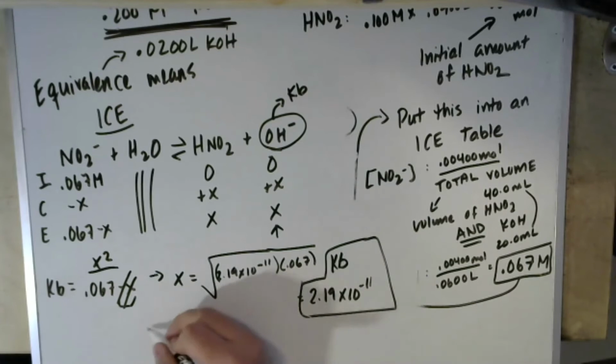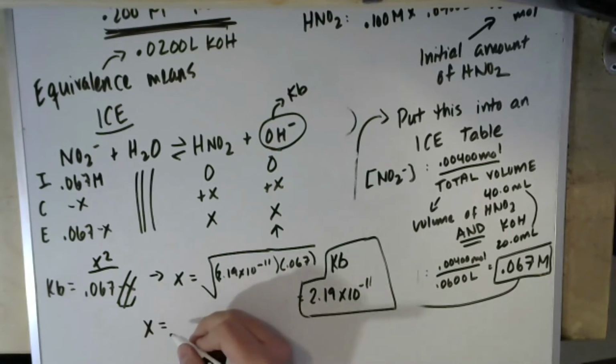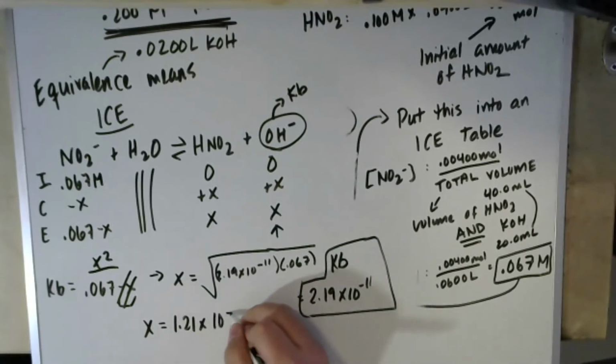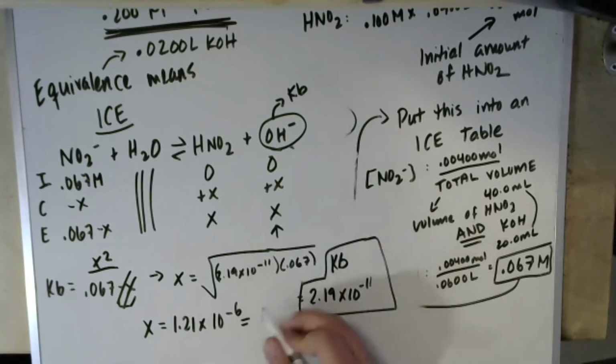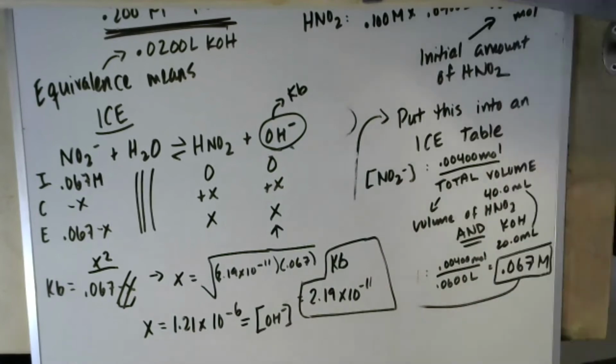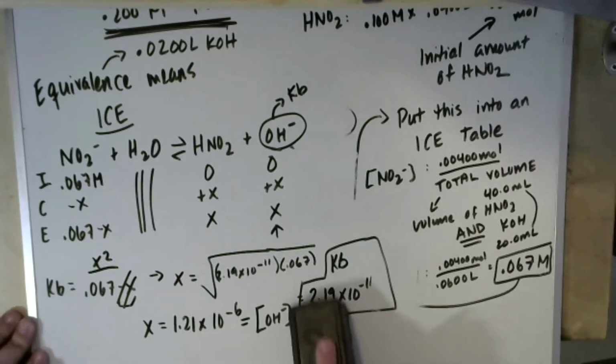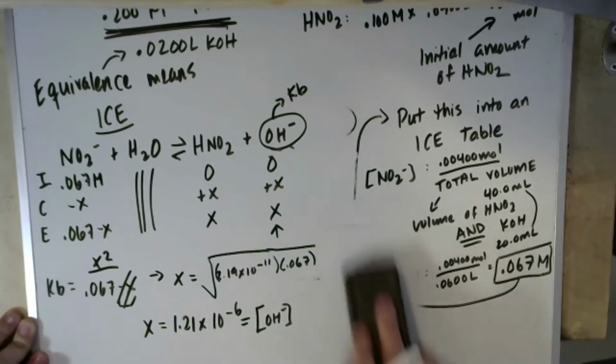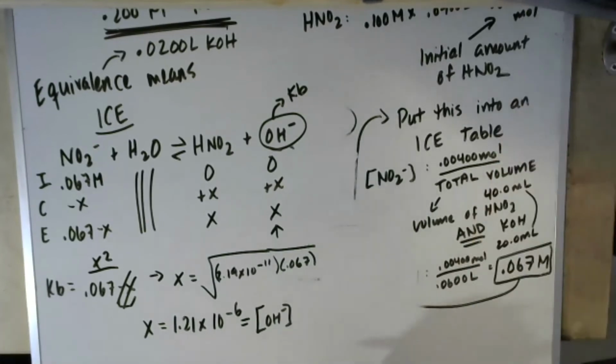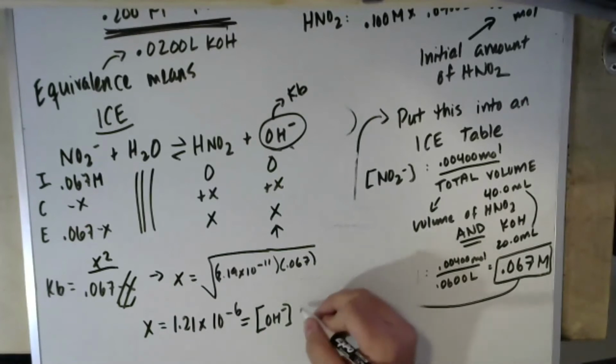Okay, and we get an X value here of 1.21 times 10 to the minus 6. And remember that in this case, X is going to be equal to a hydroxide ion concentration. Okay, so we can't solve for pH directly. We have to either solve for our hydrogen ion concentration first, then pH, or we can do pOH and then pH. And my preference is to solve for the pOH first.